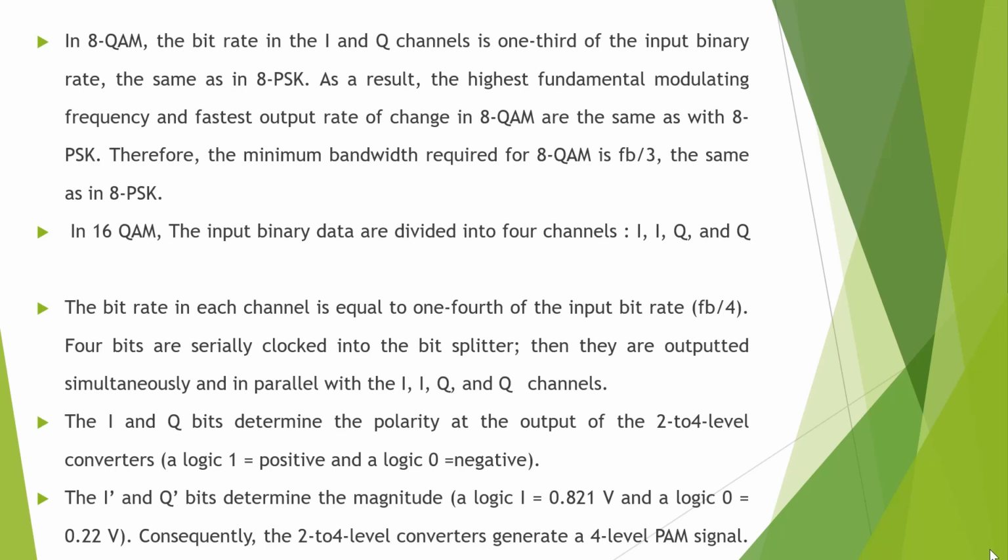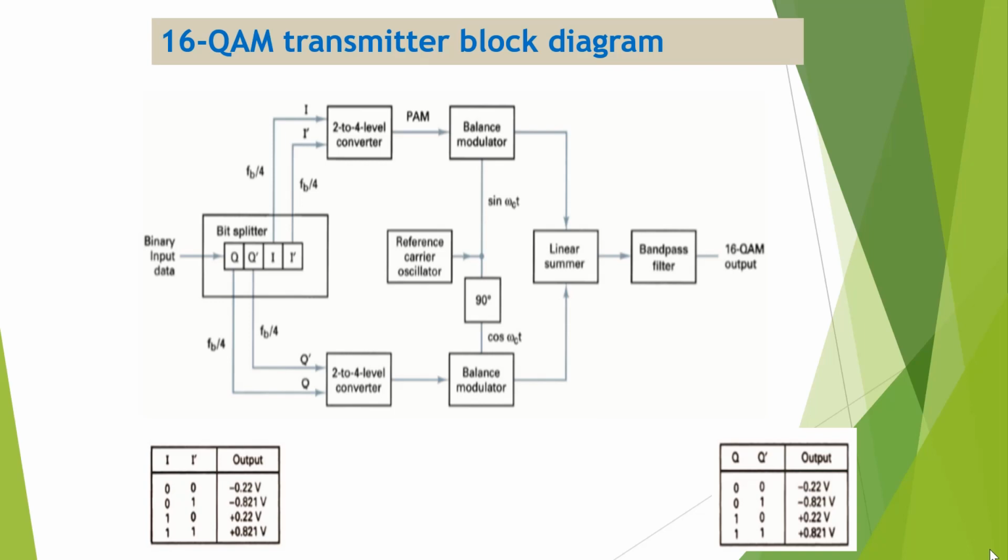So 4 bits are serially clocked into the bit splitter, then they are output simultaneously and in parallel to the I, I', Q and Q' channels. The I and Q bits determine the polarity at the output of the 2 to 4 level converters. And the I' and Q' bits determine the magnitude, where logic 1 is 0.821 volts and logic 0 is 0.22 volts. Now this is the block diagram for the transmitter.